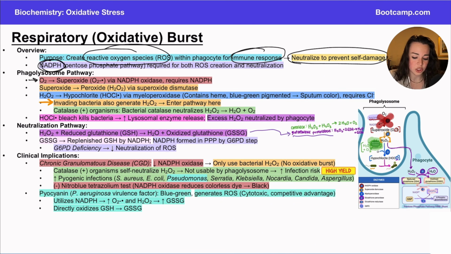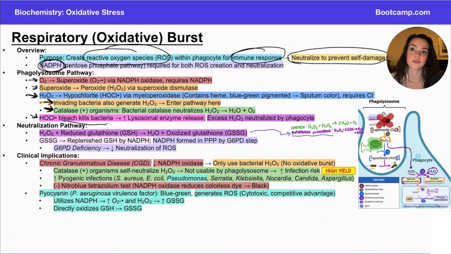We started with oxygen and went through a series of steps where we eventually formed more and more powerful free radicals till we eventually ended up with bleach that could just bleach and kill the bacteria. One of those intermediate steps in there was peroxide, and we also talked about how invading bacteria can make their own peroxide, but the phagolysosome is smart and can turn that peroxide against the bacteria, unless it's a catalase positive organism. And catalase positive organisms are going to beat your phagolysosome to the punch and neutralize their own reactive oxygen species before it can be turned against them.